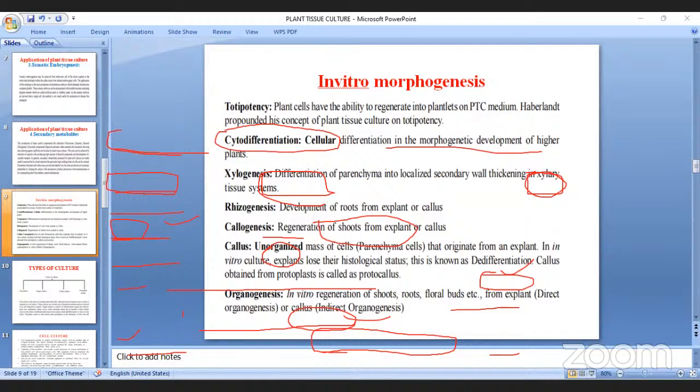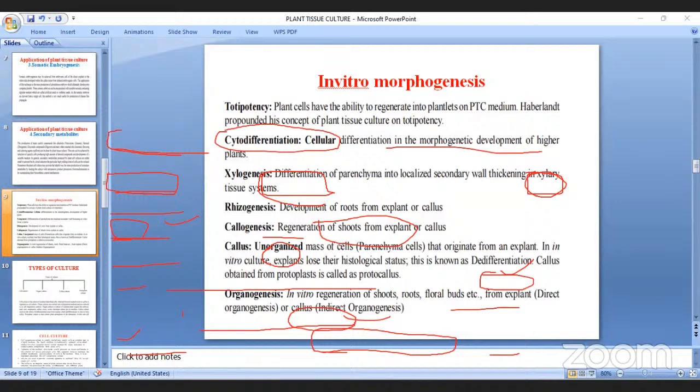In the androgenesis technique, you may select the whole anther, or you may select the microspores or pollen grains as an explant. Whatever it may be, if you select it as an explant, after the tissue culture technique, after it is inoculated into the medium, it develops into a complete plant. This is called androgenesis.